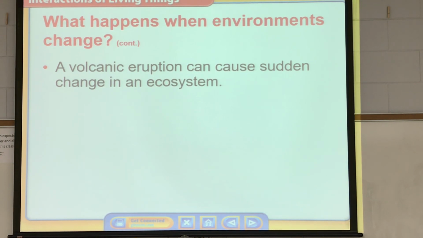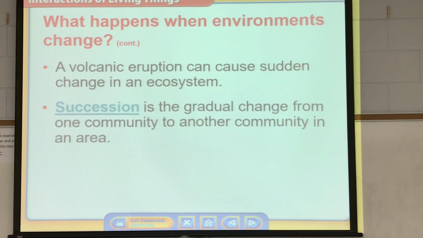Volcanic eruptions can cause a sudden change in an ecosystem. And so we're going to talk about one of those, which is Mount St. Helens. And we're going to see that as an example. I'll show you a video of that. But succession is the vocabulary word for this lesson that you need to know. It is the gradual change from one community to another community.